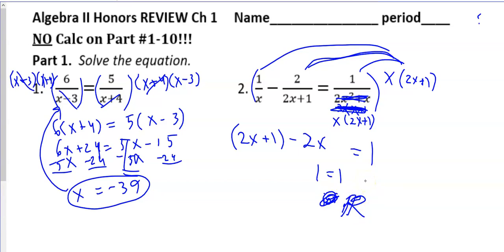So we can plug in any number for x except the domain values. So x cannot be 0. And x cannot be, if you set the denominator equal to 0 and solve, I believe you get negative 1/2.